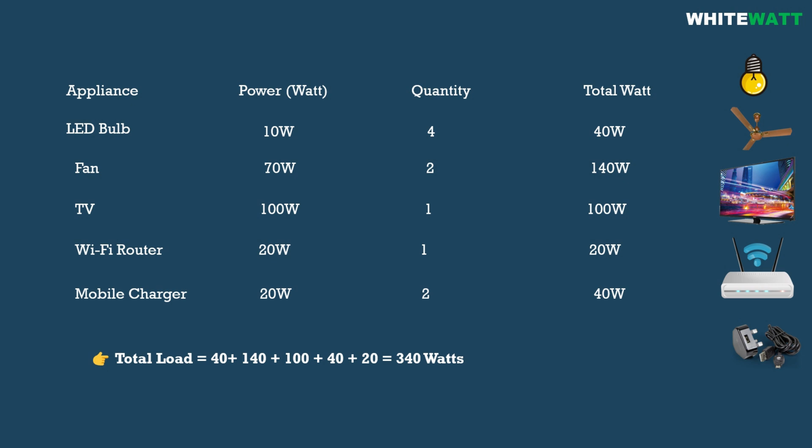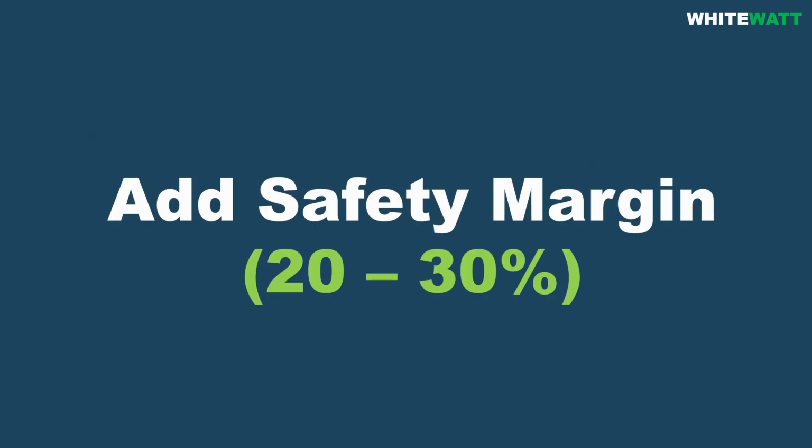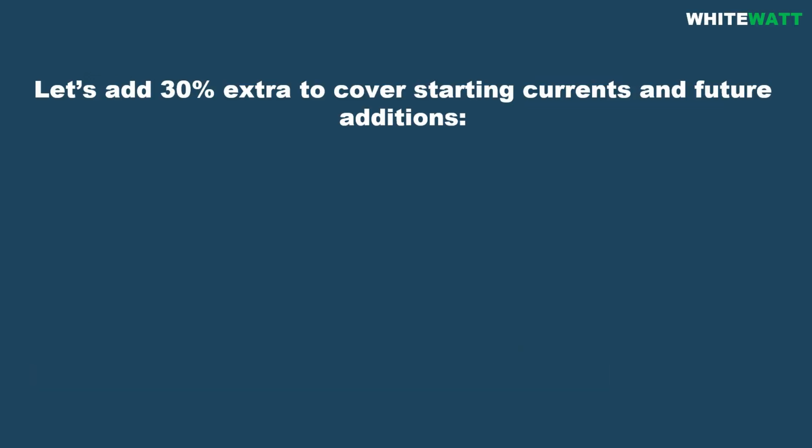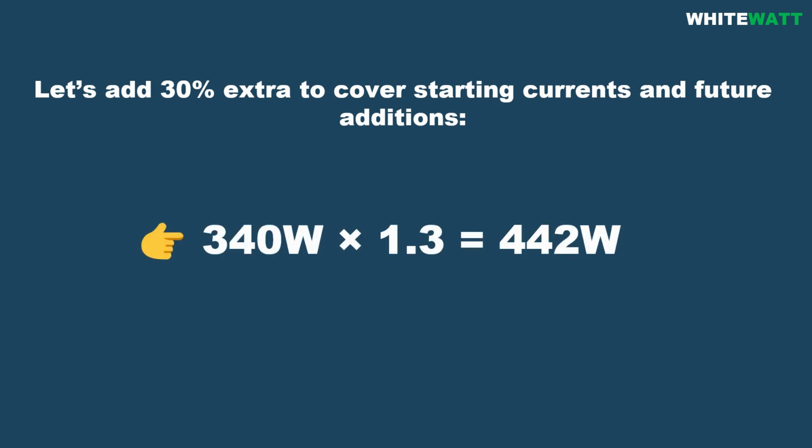Now add a safety margin, 20 to 30%. Inverters need a safety margin to handle extra load during appliance starting or future additions. So let's add 30% for safety. 340 watt multiplied by 1.3, so the answer becomes 442 watt.